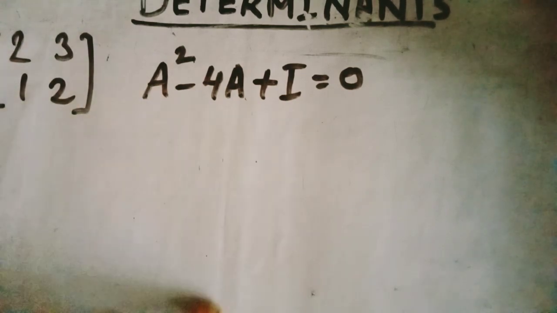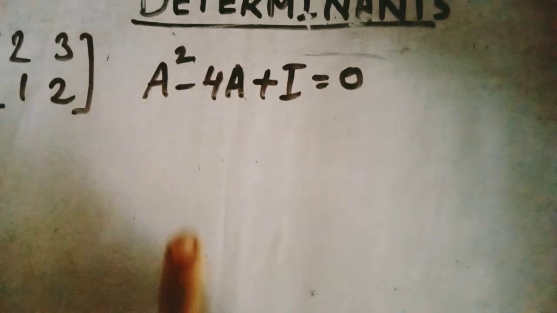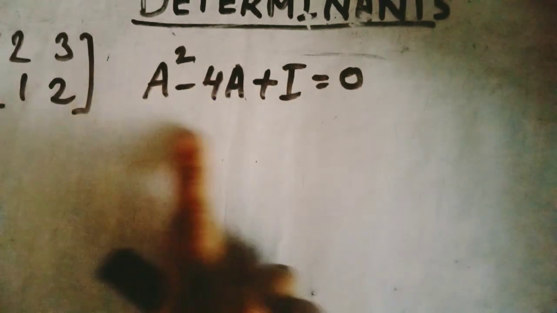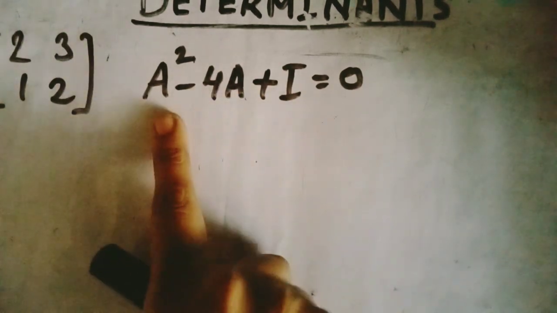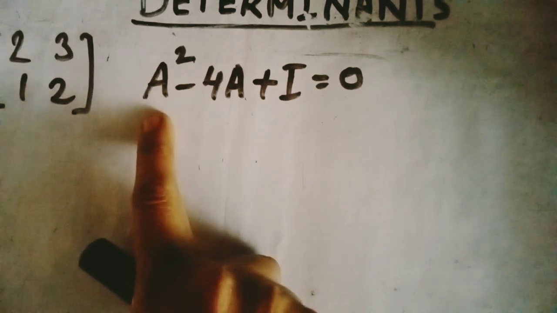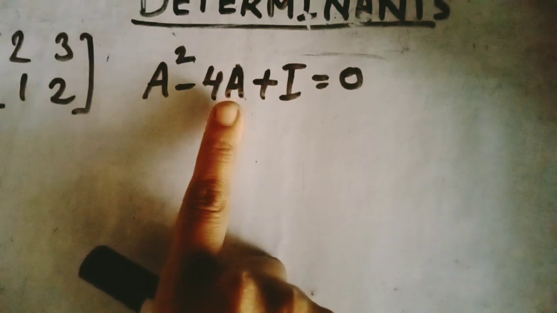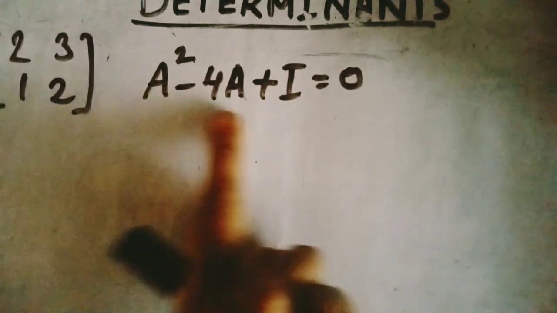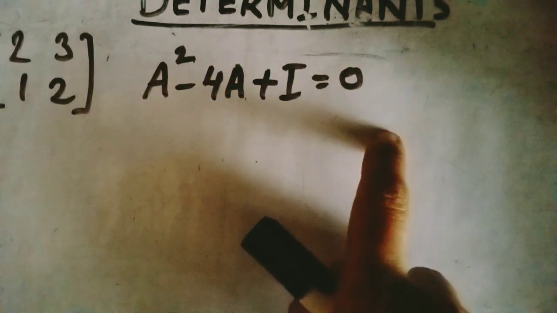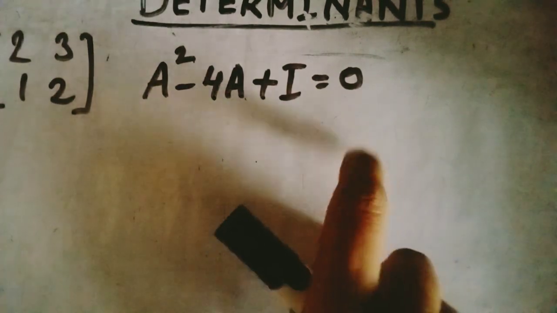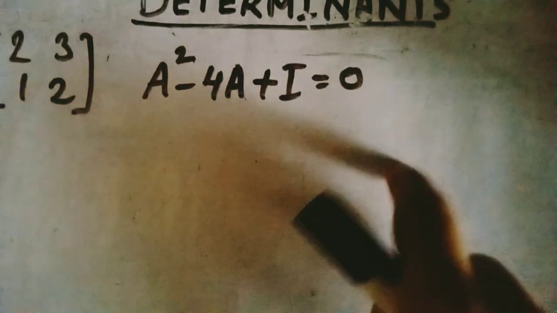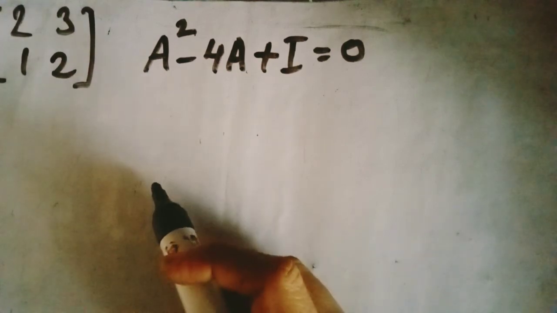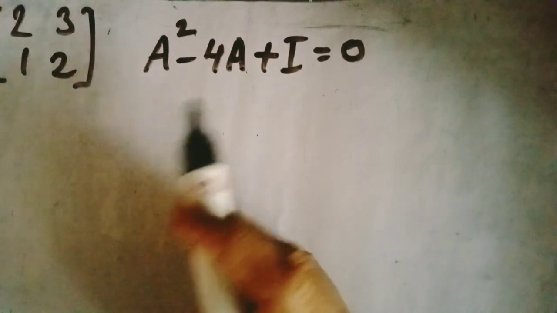Sometimes they ask to show that this is equal to 0. You can show this by first finding A squared, then multiplying by A, and then adding the 3 and you will get 0. Okay, let's find out A inverse using this equation. So start with that equation, and you have to multiply by A inverse.